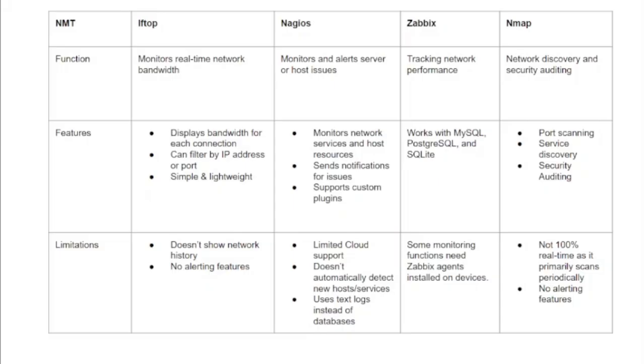In summary, each of these tools has its own strengths and weaknesses. If you need a lightweight, real-time, on-the-spot view of network traffic on a single machine, use iftop. If you need infrastructure-wide monitoring with alerting for service failures, downtime, and performance issues, use Nagios. If you require comprehensive monitoring, detailed performance metrics, historical data, and advanced alerting, use Zabbix. And finally, if you need to discover devices on a network, perform security audits, and identify open ports, use Nmap.